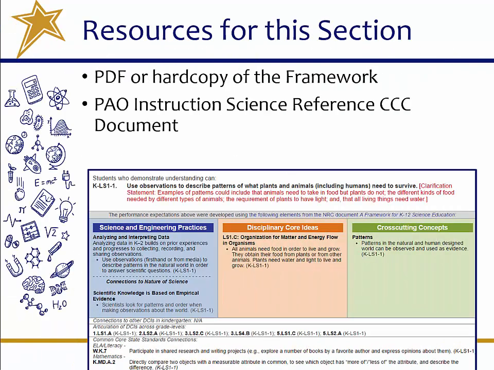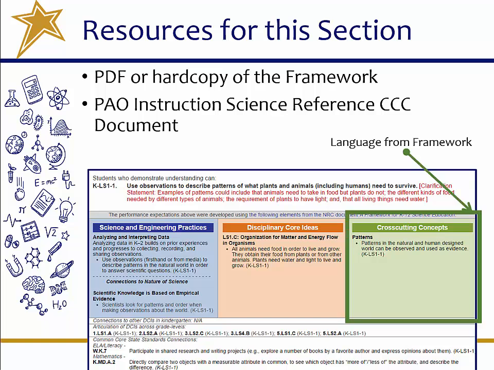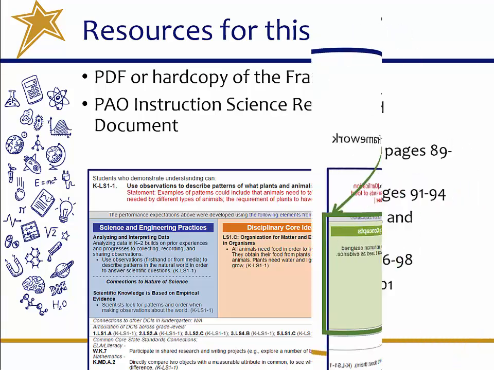Here are 2 resources for this section. One is a PDF or hard copy of the framework, and the other is the POW instruction reference document. Before moving on, here is an example of KLS1-1, the NGSS performance expectation we discussed in the last video. Here's the language from the framework to explain this cross-cutting concept.